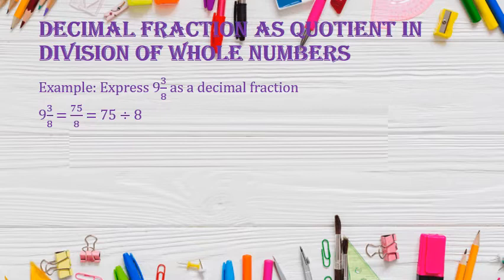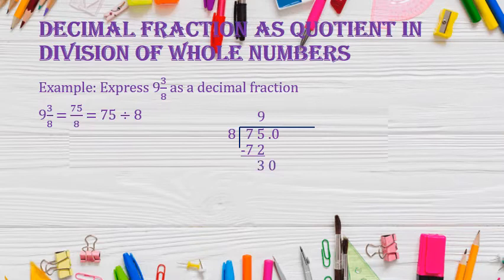Now 75 by 8 can be written as 75 divided by 8. So now let us divide 75 by 8. So when we divide 75 by 8, 8 nines are 72. So in the quotient we will write 9 and we will write 72 below 75 and subtract 72 from 75. And what do we get? We get 3 as remainder.